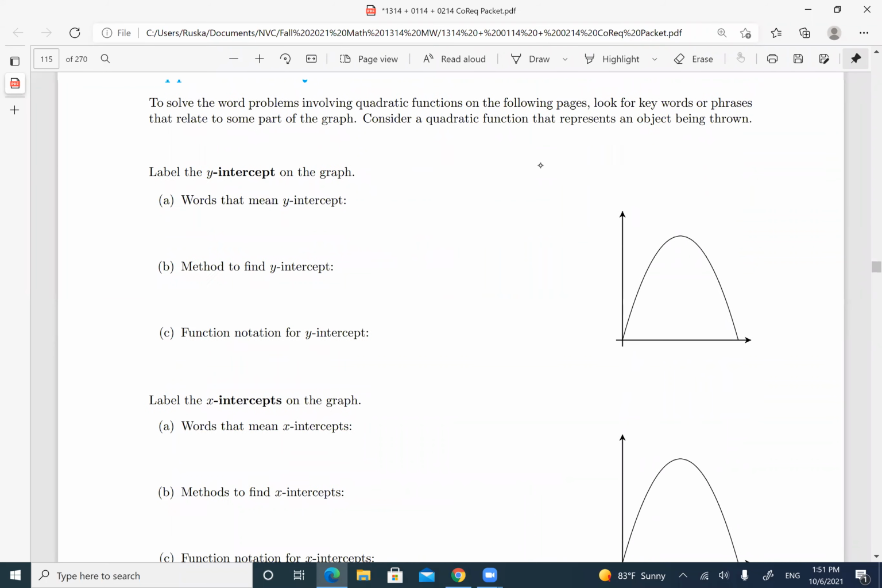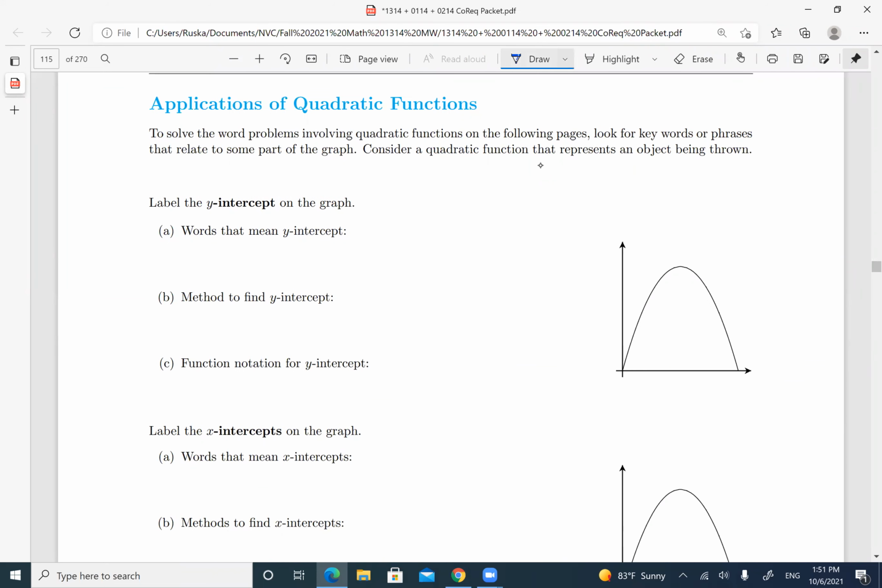I have three different things here. Okay, so the y-intercept is going to be over here, right? In this case it is (0, 0). That's the y-intercept. Now, what does the y-intercept represent? The y-intercept could represent height. Yes, it is the starting point for the ball or for the object. So this is the starting point. That's where the ball is thrown.